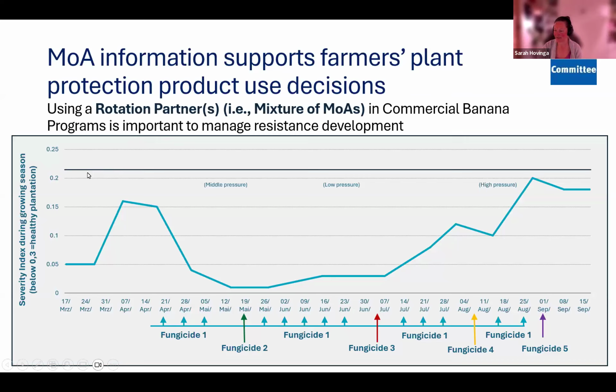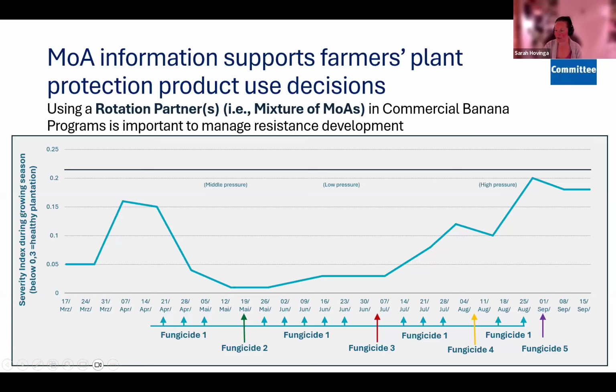So anything above it would be a plantation that wasn't particularly thriving very well. But that's because of the ability and the information on the mode of action, where you might have the same fungicide, fungicide one here. However, it is being rotated with some other fungicides that have different modes of action, and therefore the resistance is able to be managed.